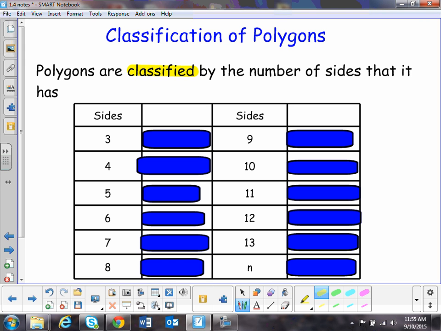And sometimes you just get confused when it says classify and name. Okay? So naming was the previous slide. Okay? Here's how you classify them. You classify them by special names. What's the special name for a three-sided polygon?